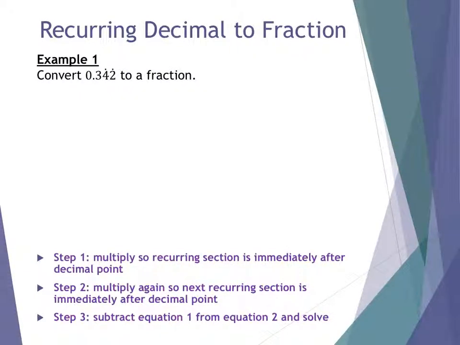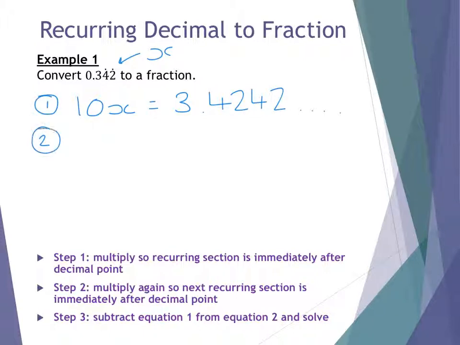So moving on to the topic in hand, we might be asked to convert this decimal here into a fraction. And I've put all the steps that we're going to go through at the bottom here so you can follow through as we're doing them. So first up, we're going to multiply this decimal so that the recurring section, the 4 and the 2, is immediately after the decimal point. Now in this case, I'm going to have to times it by 10. So if I call that x, if I multiply it by 10, then I'm going to have 3.4242, etc. Okay, so that's step 1.